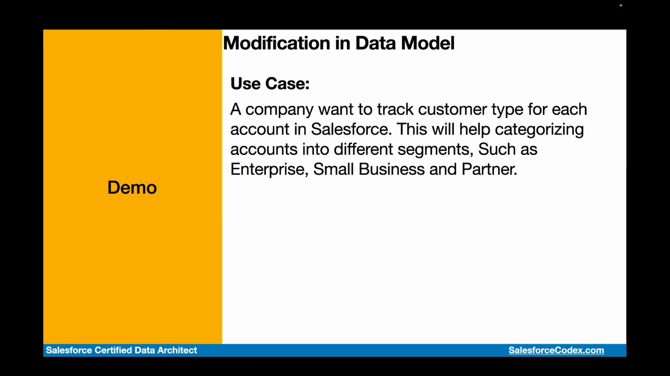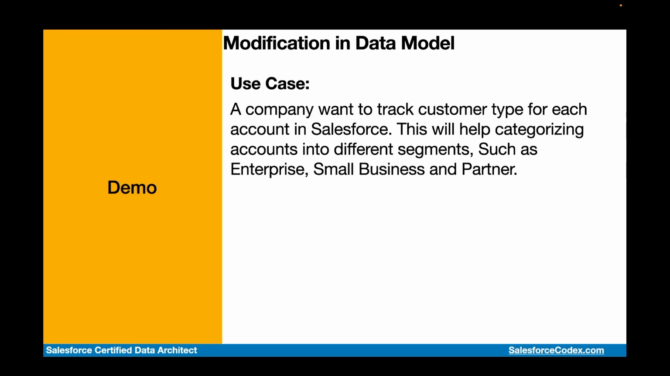In this case, we can add a new field, customer type, to the account object. This field should be a picklist with the values enterprise, small business, and partner options. The field can be marked as mandatory for a new account, and sales representatives should be able to filter reports based on the customer type. So we can create that kind of information.